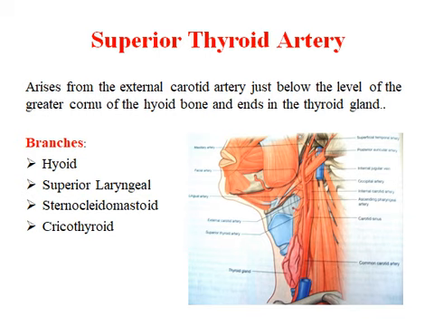The sternocleidomastoid artery runs downward and laterally across the carotid sheath to supply the middle region of the sternocleidomastoid muscle. Last, the cricothyroid artery crosses the anterior cricothyroid ligament to supply the cricothyroid muscle.